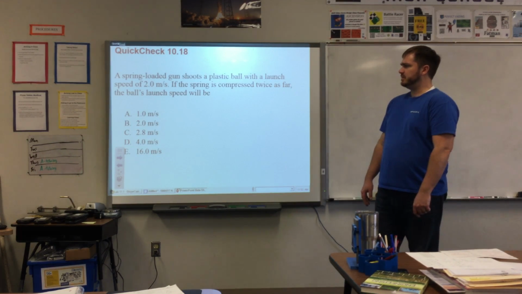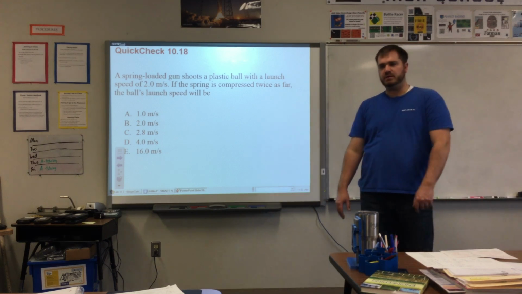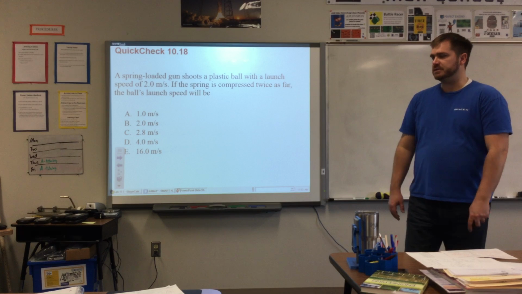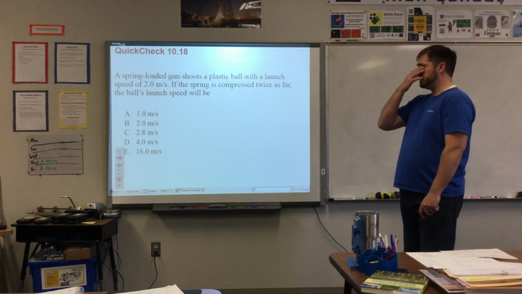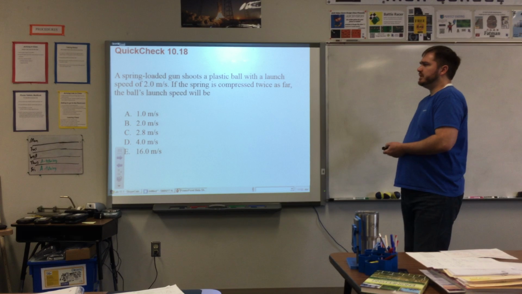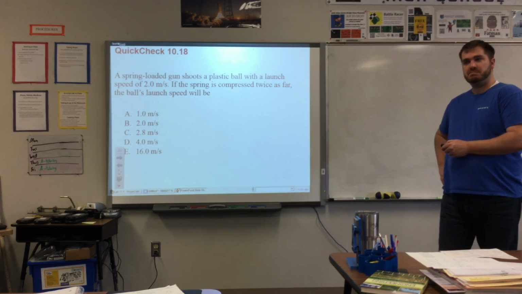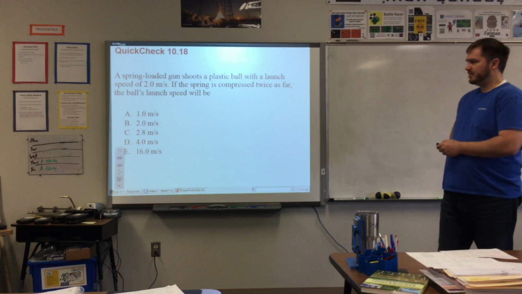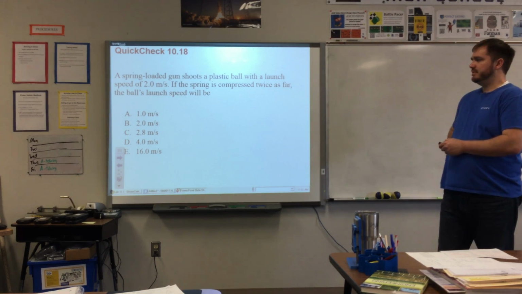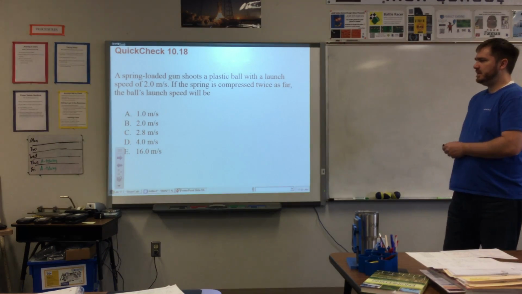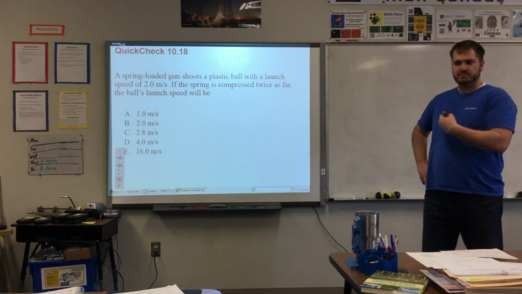All right, so here's a nice little Nerf gun type thing, or a pellet gun, airsoft kind of thing. Although this is spring loaded, so it's not shooting with air. A spring loaded gun shoots a plastic ball with a launch speed of 2 meters per second. Then, if the spring is compressed twice as far, the launch speed will be, oh man, maybe, might be 4. Are there some of those you can absolutely rule out?